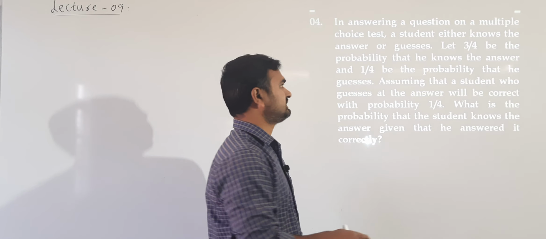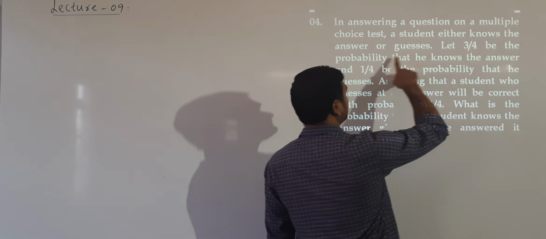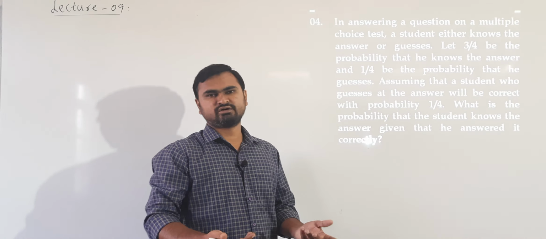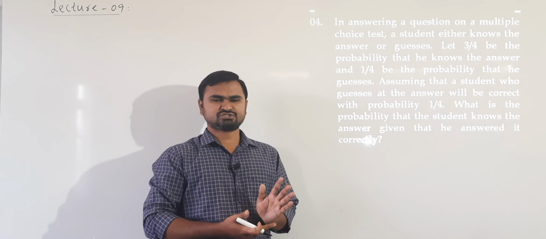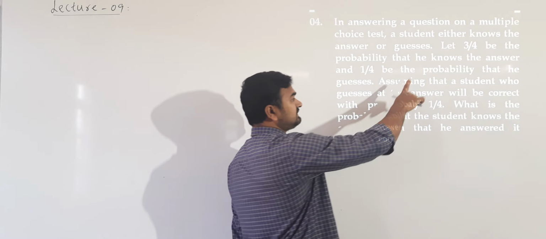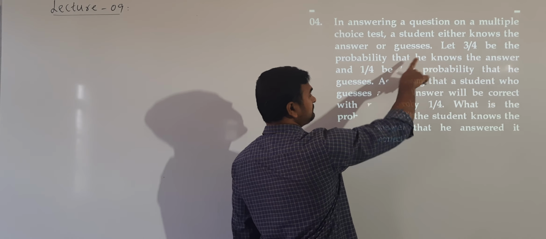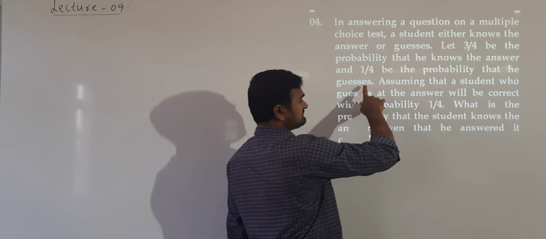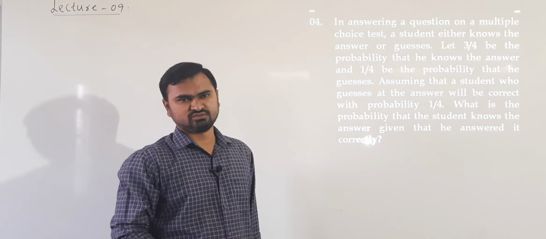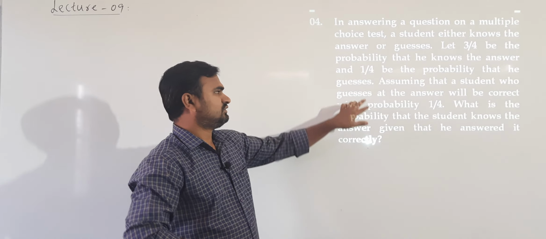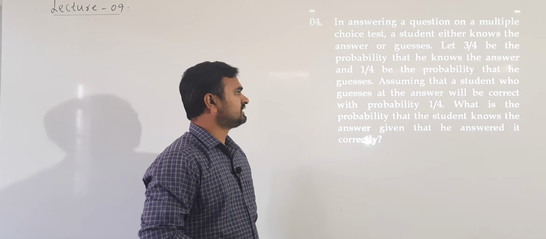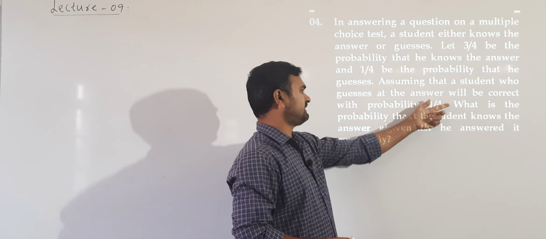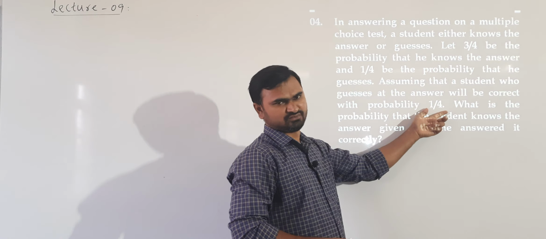Okay, so the probabilities are given. Let 3 by 4 be the probability that he knows the answer. The student may not know the answer for all the questions; for some questions he knows the answer. So the probability that he knows the answer is 3 by 4, and 1 by 4 is the probability that he guesses the answer. For some questions he doesn't know, so that's why he is guessing, with probability 1 by 4.